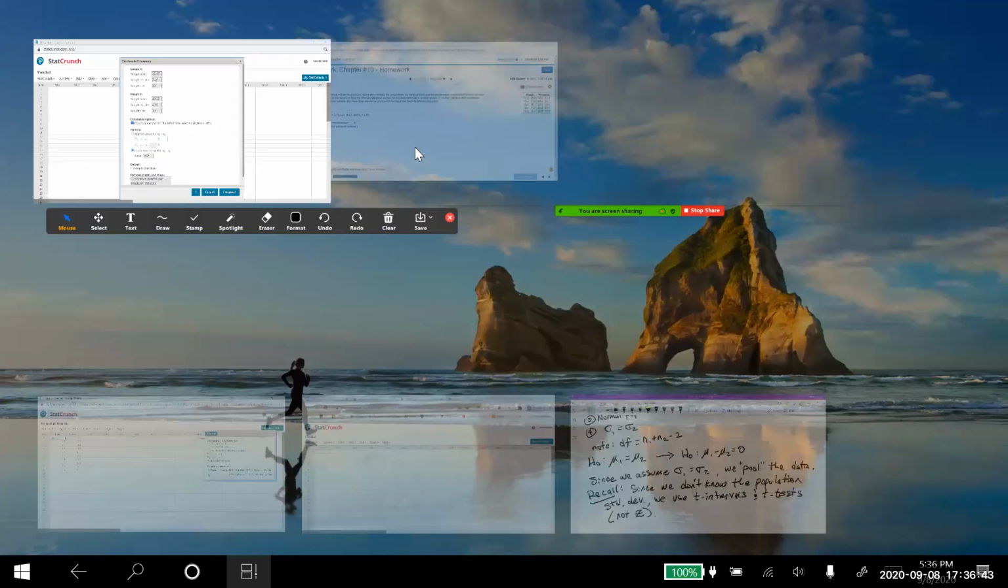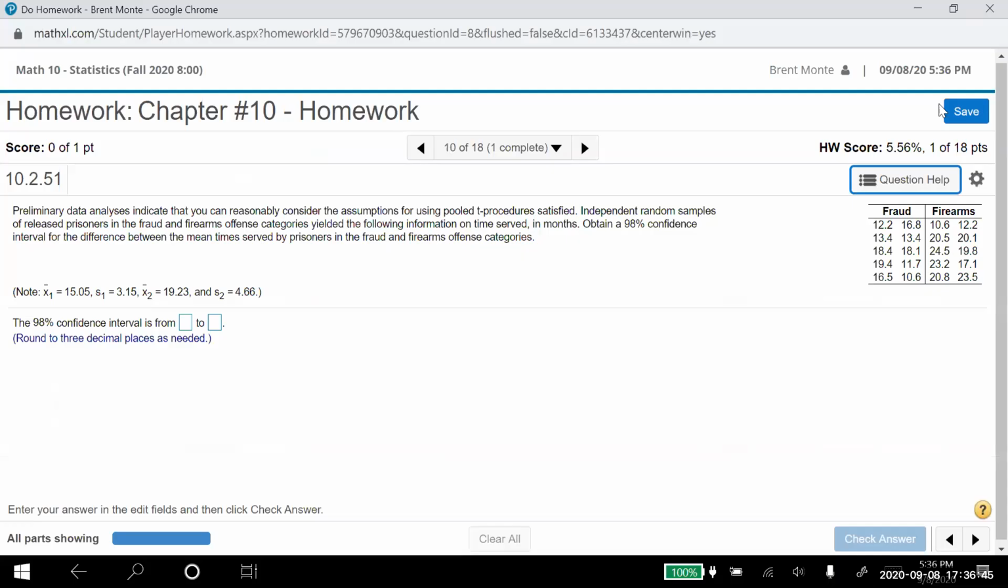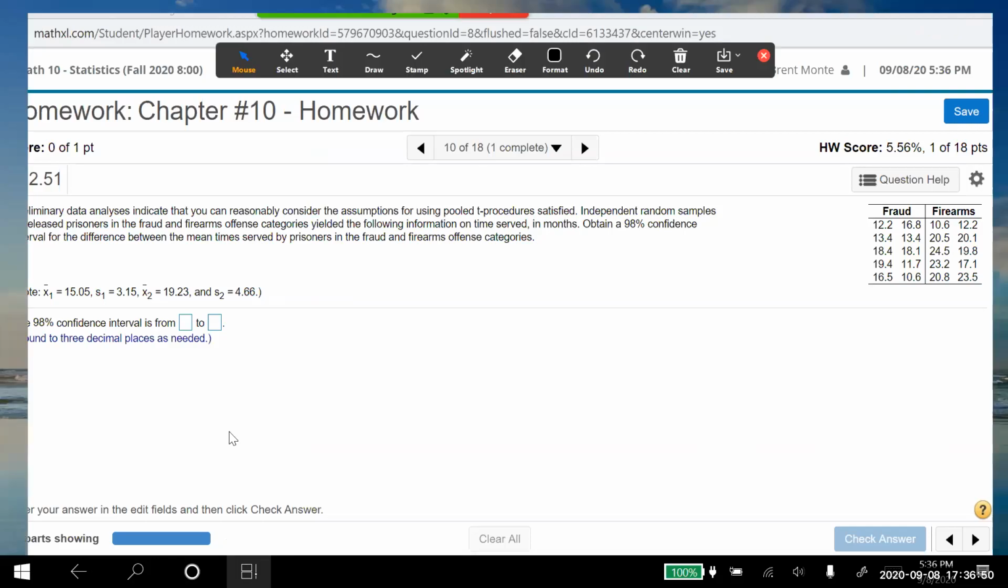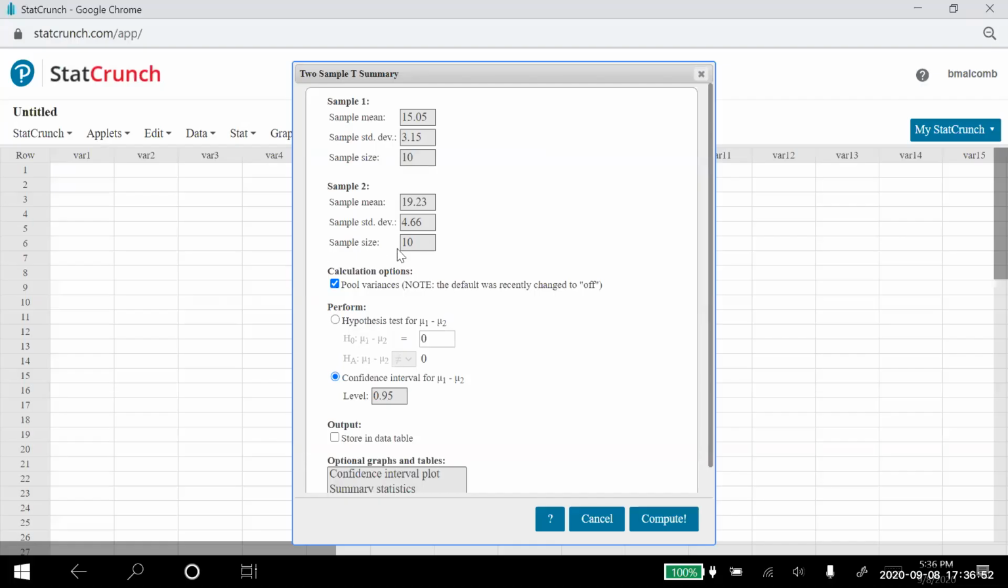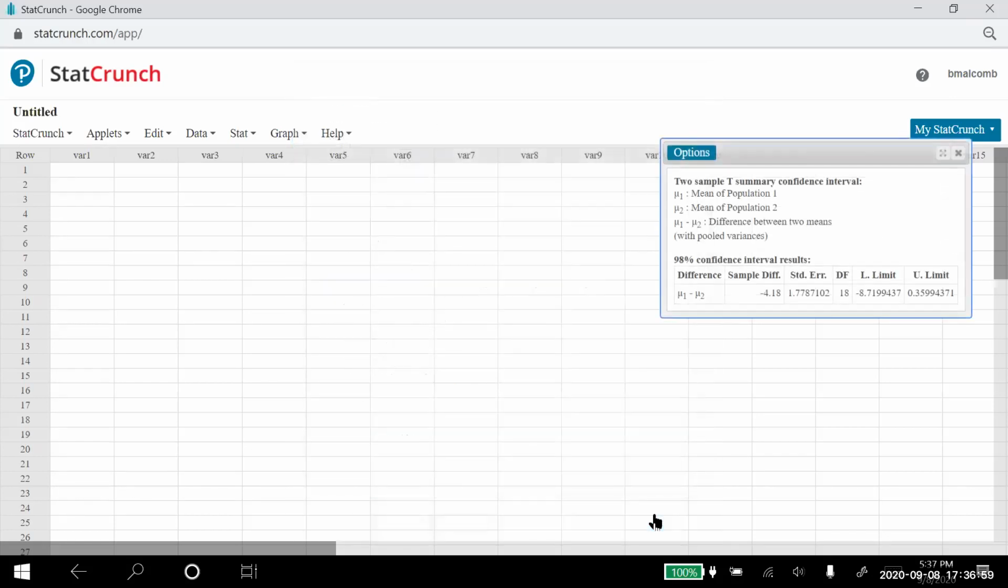So let's go look real quickly. They said find a 98% confidence interval. All right. So make sure you put in the right number there. So instead of 95, that's a 98. And then just go compute, it's going to give you the interval. So let's see, let me jot this down. I'll just write it right underneath. We'll be able to see it that way. So my lower limit, negative 8.7199, and my upper limit, 0.3599.